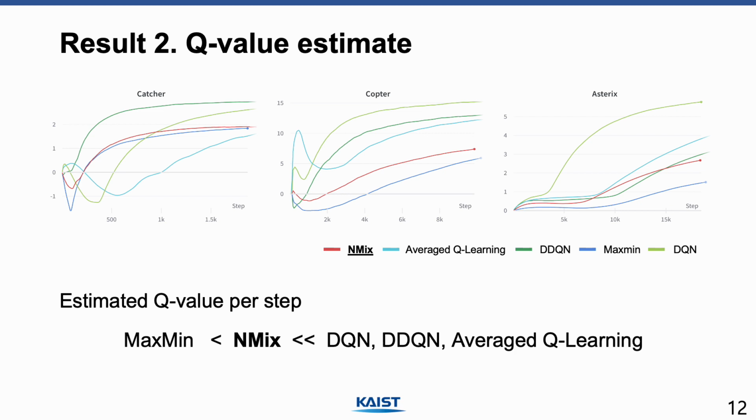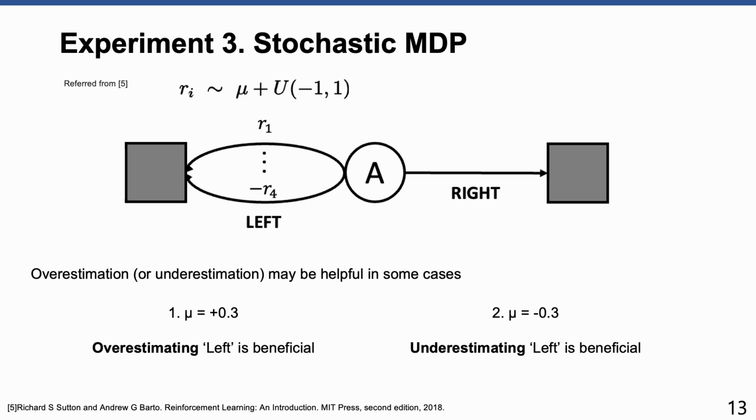NMix estimates Q values lower than DQN, DDQN, and averaged Q-learning, which corresponds to the performance evaluation in the previous experiment. Also, to investigate the algorithms in a stochastic environment, we composed a simple MDP environment. The MDP consisted of episode length 1 and 2 actions, left and right. When agents choose the left action, they receive one of 8 randomly assigned rewards, and the mean of those will be mu. When mu is higher than 0, the optimal policy will likely select the left action, and overestimation will make the Q value larger, helping the agent to go left. On the other hand, for negative mu values, underestimation will be helpful.